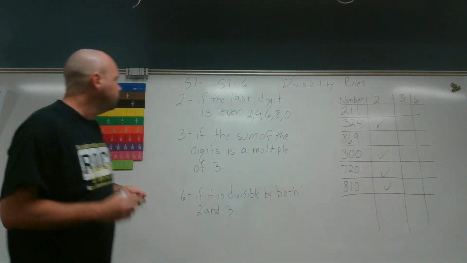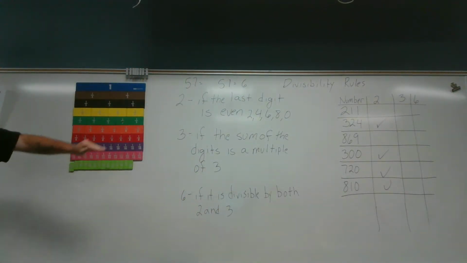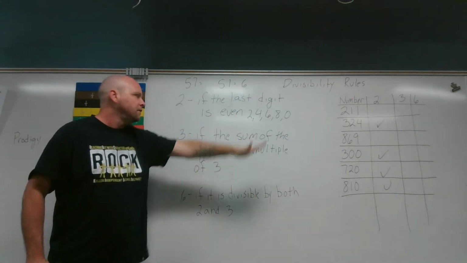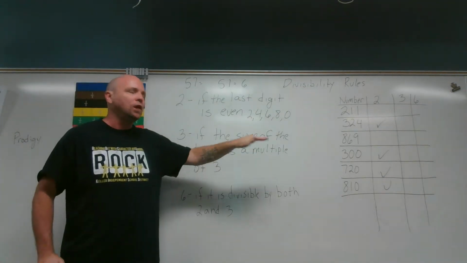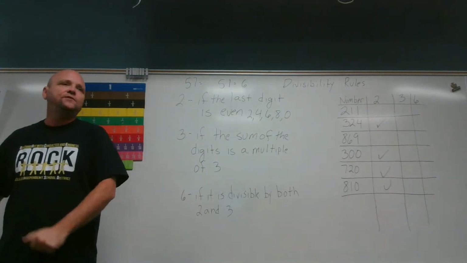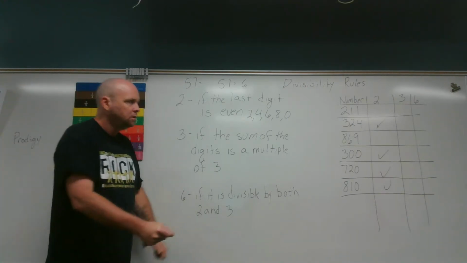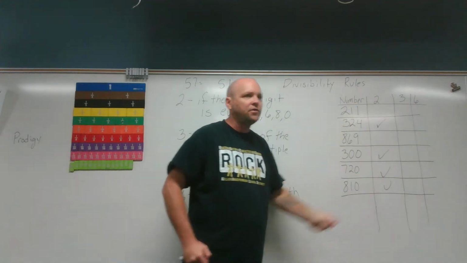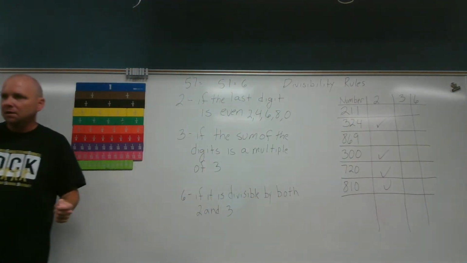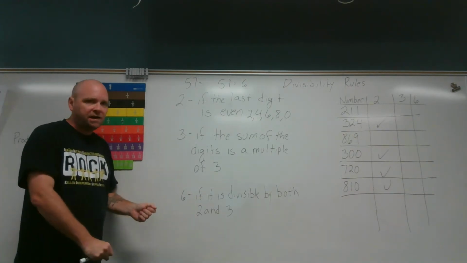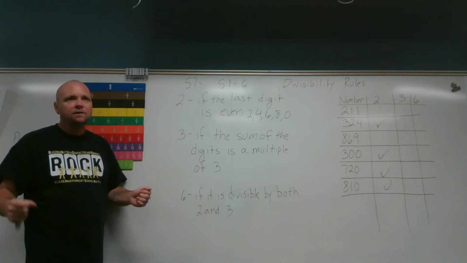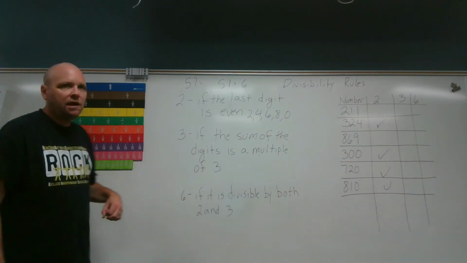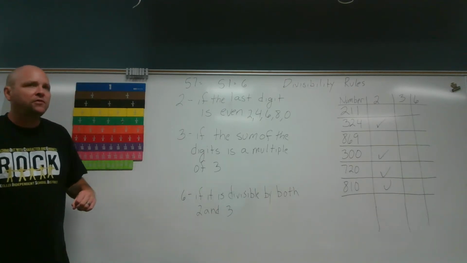Now we're going to look at the divisibility rule for 3. The divisibility rule for 3, which we just talked about: if the sum of the digits is a multiple of 3, that means if you add the 3 digits together here, the 3 digits together there, if they're a multiple of 3, then that number is divisible by 3. And is there any of those that are divisible by 3?